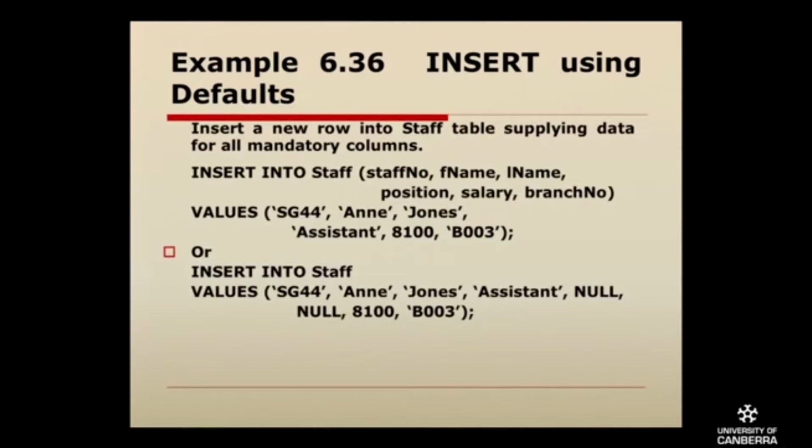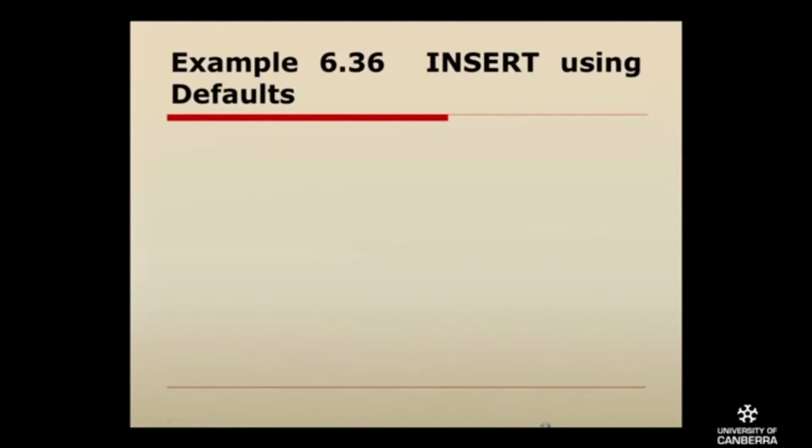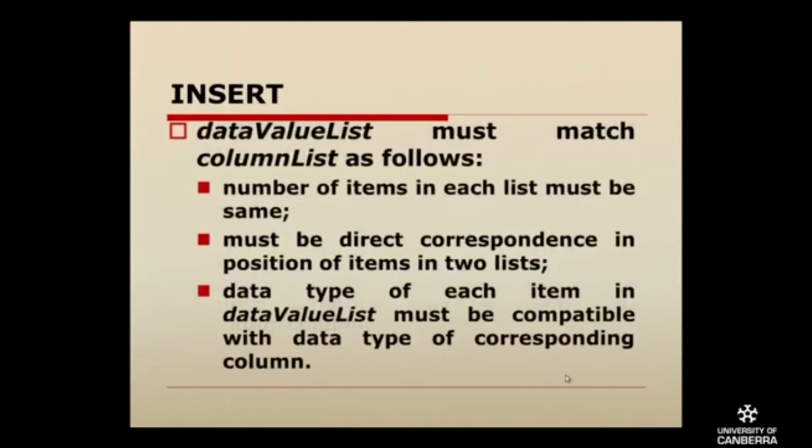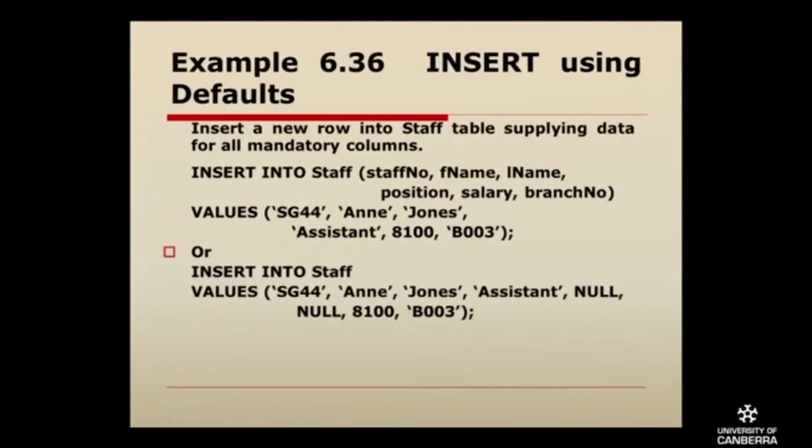With the insert, if you remember, the column list is optional, so you don't have to specify the column list, but you've got to be very careful. Let's say, just say insert into a staff, and then you say the following values. What will happen is, the first value that you specify here, SG44, will go to the first attribute in your table, Ann goes to the second attribute in your table. Jones goes to the third attribute in the table. So that's how it works.